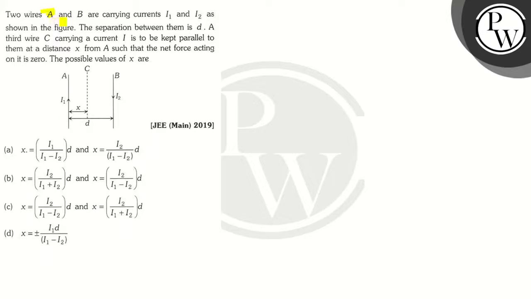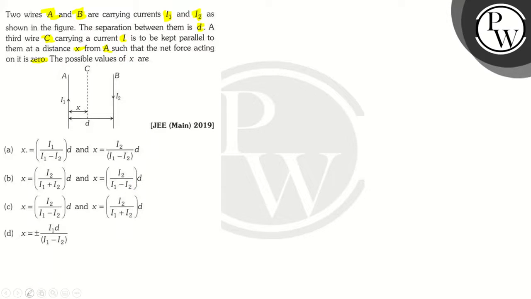Two wires A and B are carrying currents I1 and I2 respectively as shown in the figure. The separation between them is given by D. A third wire C carrying a current I is to be kept parallel to them at a distance x from A such that the net force acting on A is 0. The net force acting on C has to be 0. So we need to find the possible values of x.